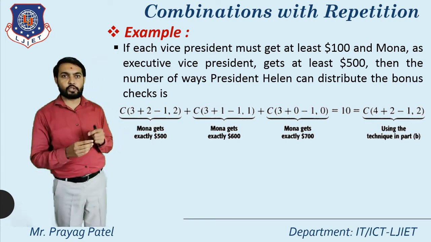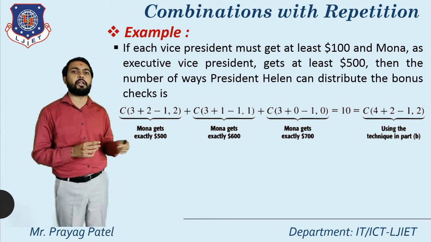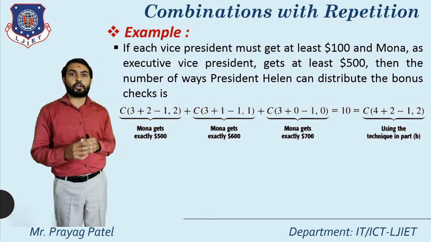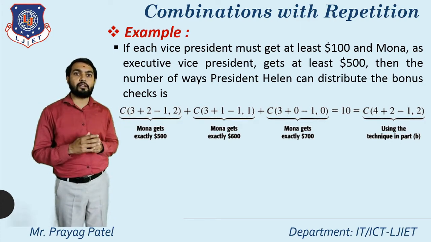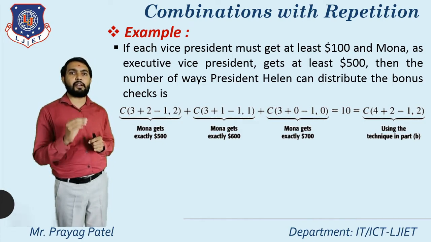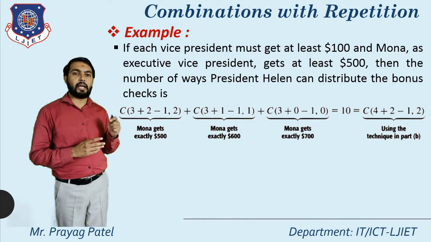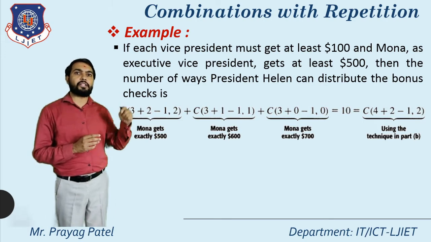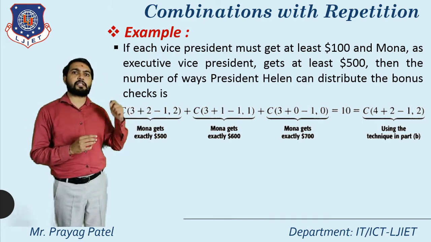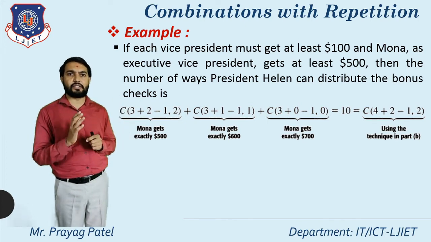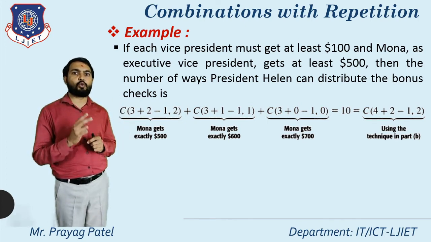Now in another way, using another way, we can also calculate this thing. That means total 4 plus 2 minus 1, 2. That means we distribute the 500 to Mona, then 100 to each and every person. So the distribution is like 5 plus 3, 8 checks already distributed. Now the remaining checks is 2.